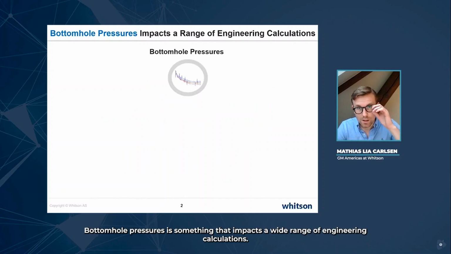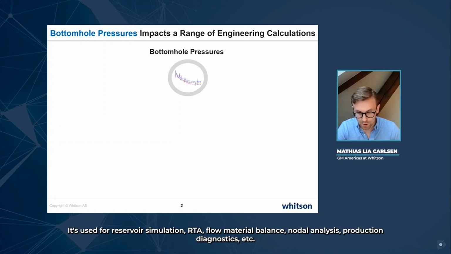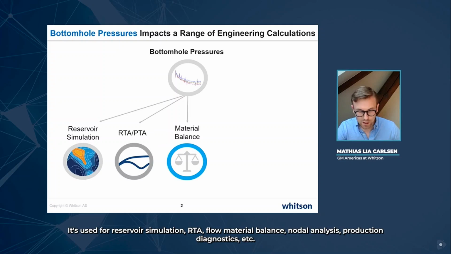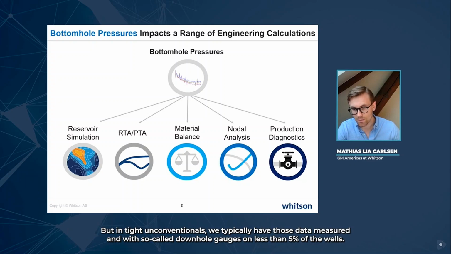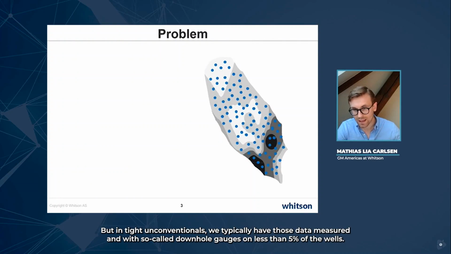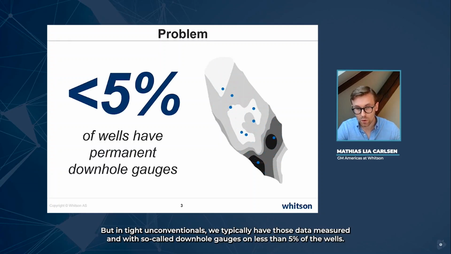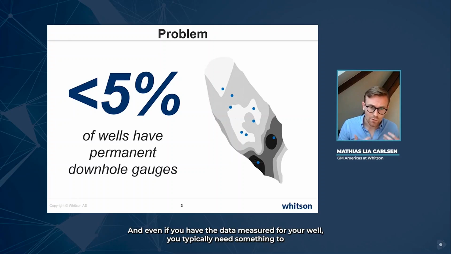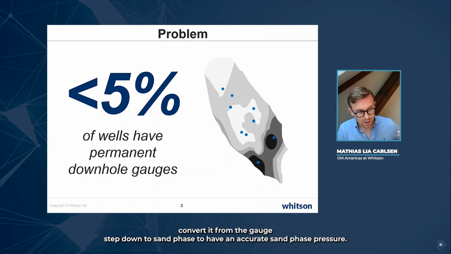Bottom hole pressures is something that impacts a wide range of engineering calculations. It's used for reservoir simulation, RTA, flow material balance, nodal analysis, production diagnostics, etc. But in tight unconventionals, we typically have this data measured with so-called downhole gauges on less than 5% of the wells. And even if you have the data measured for your well, you typically need something to convert it from the gauge depth down to sand face to have an accurate sand face pressure.